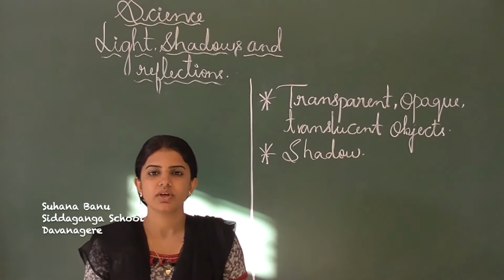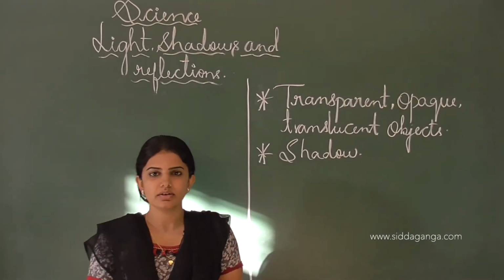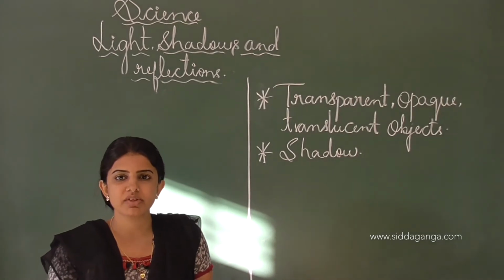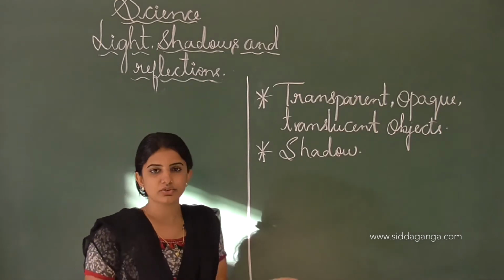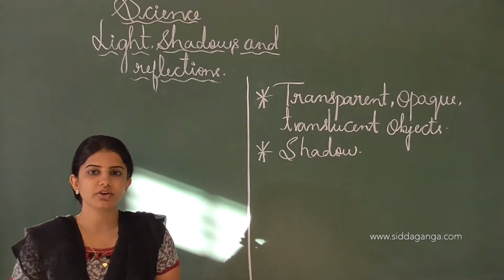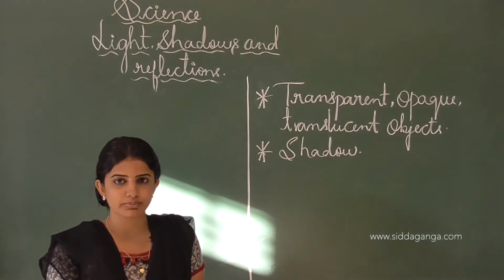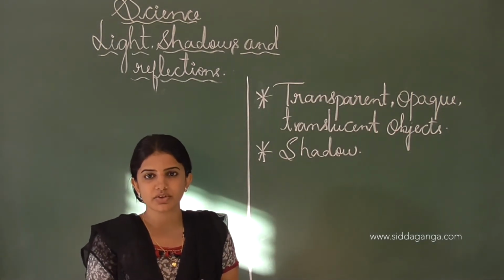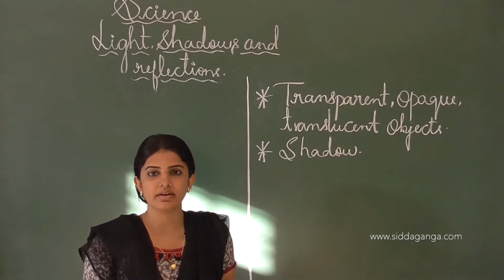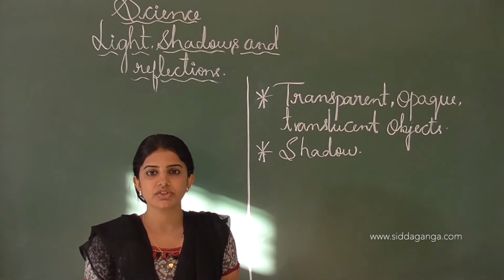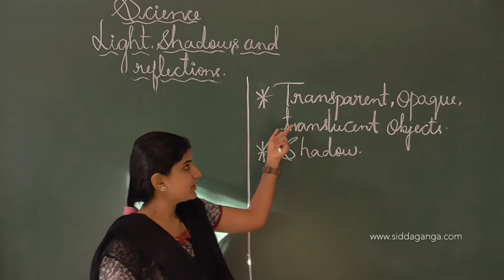Hello my dear students, we have been discussing the chapter Light, Shadows and Reflections. In the previous class we learnt about transparent, opaque and translucent objects. Transparent objects are those objects that allow light to pass through them. Examples of transparent objects are glass, air, etc.